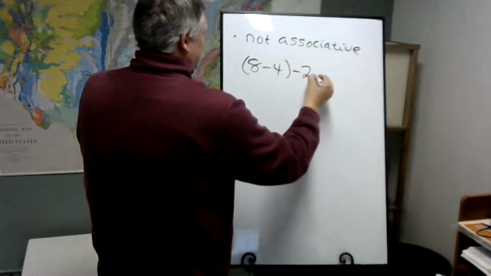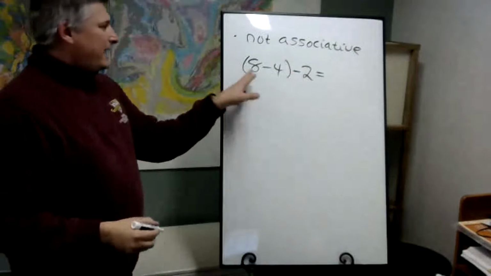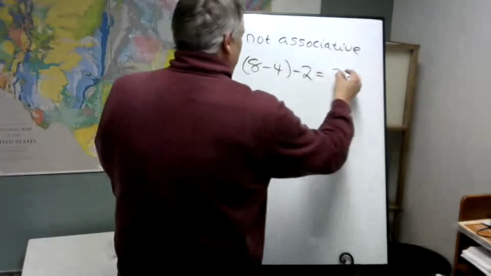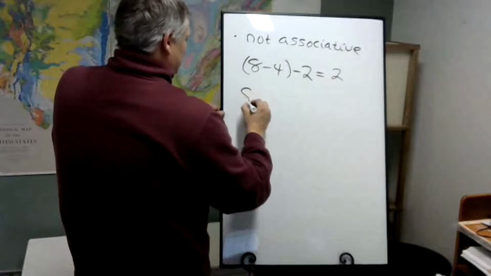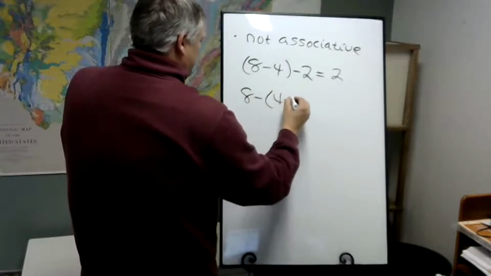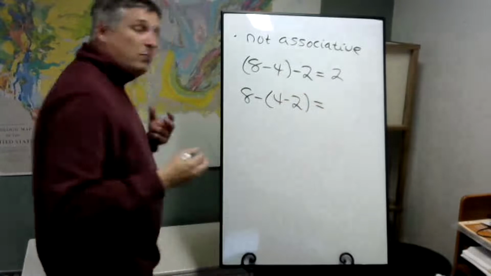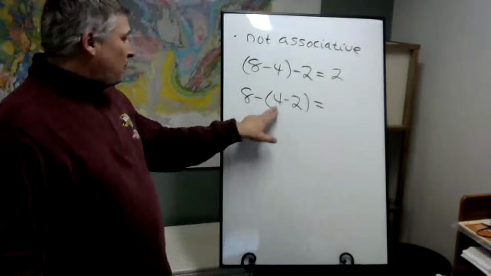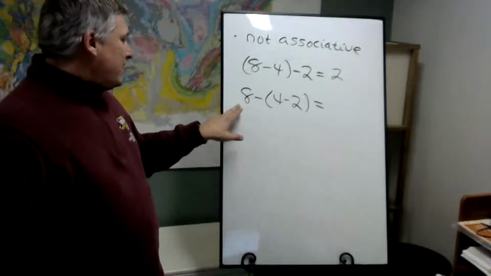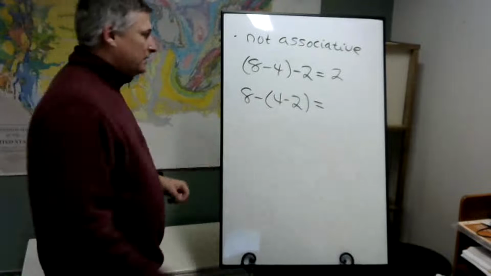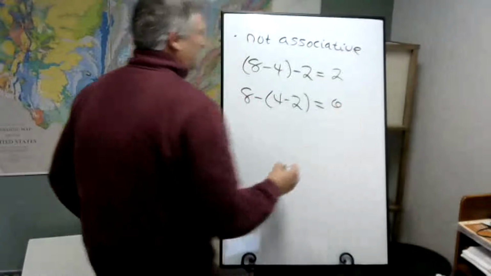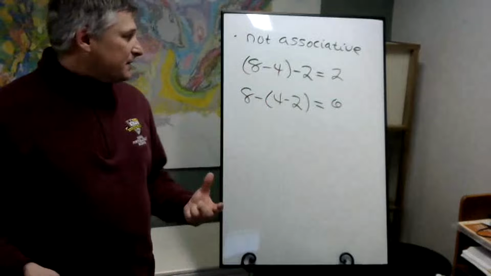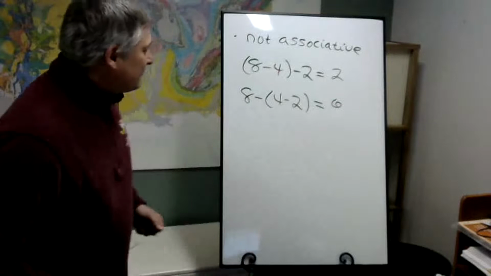Let's say we do this. Well, 8 minus 4 is 4, and then 4 minus 2 is 2. But if we have this, move the parentheses, we'll now associate the 4 and the 2. 4 minus 2 is 2. 8 minus this 2 is 6. So they're not associative. Depending on how you place those parentheses, you're going to get different answers.